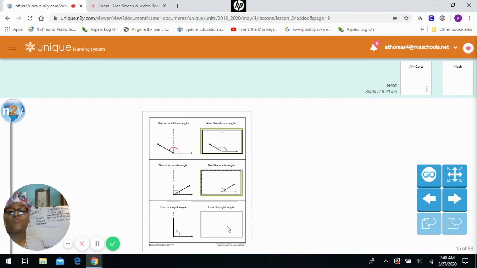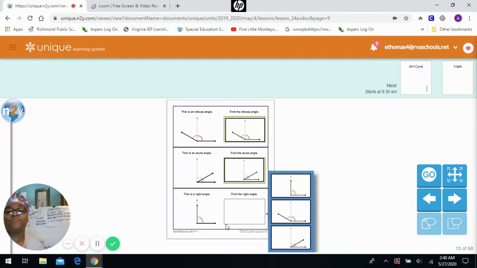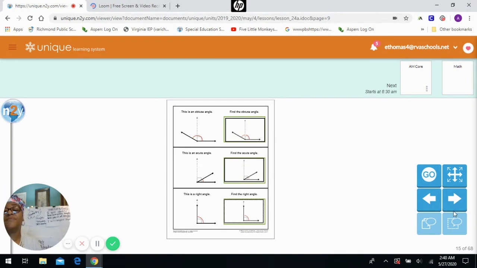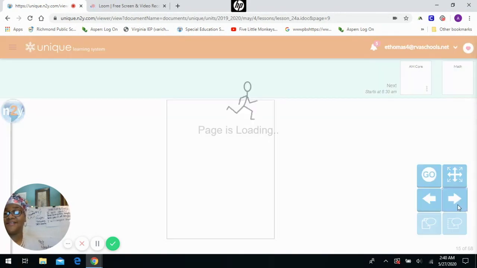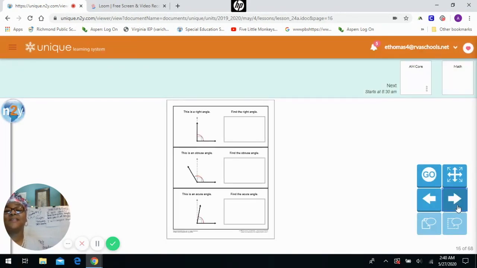This is a right angle. A right angle goes straight up and to the right, and you have a square point. Very good. All right, did you all get that? Good. Excellent.